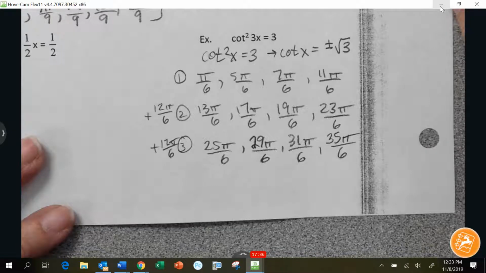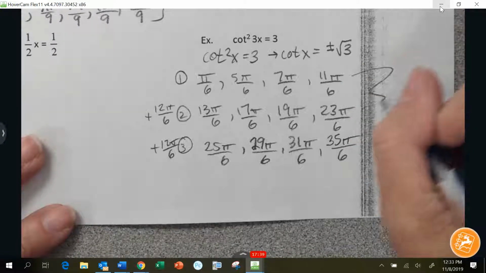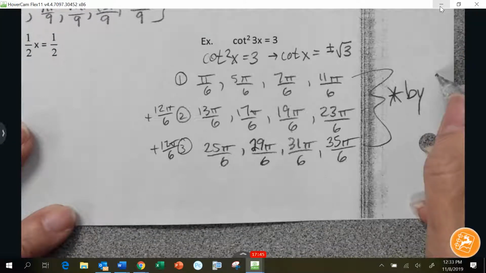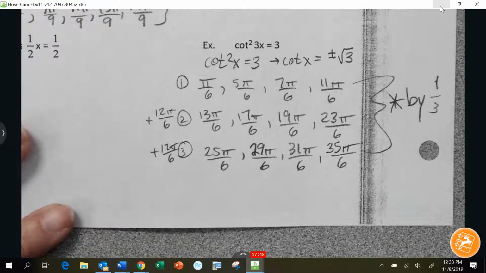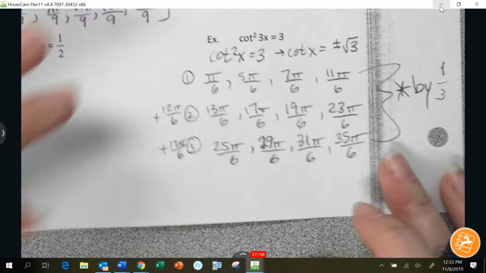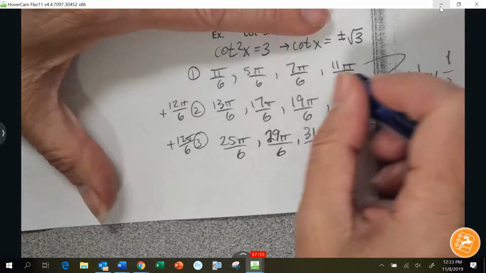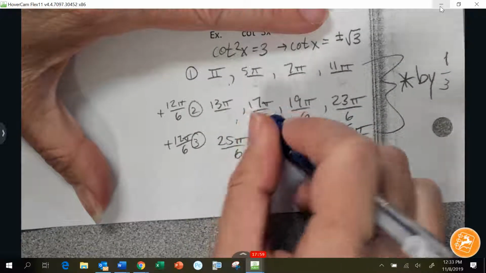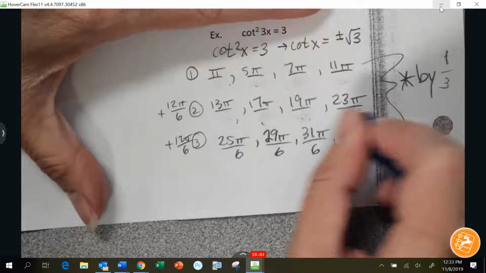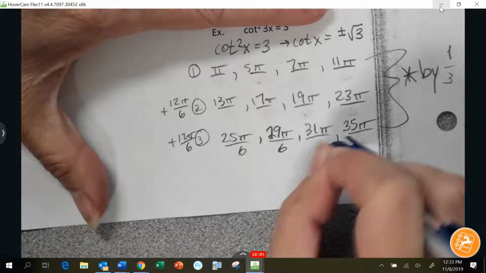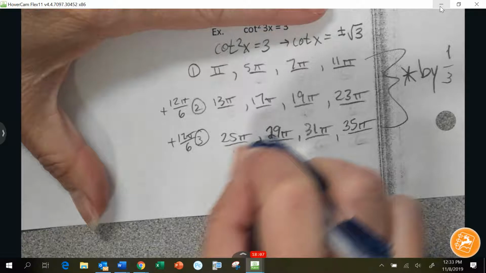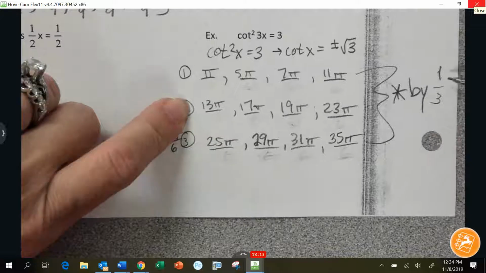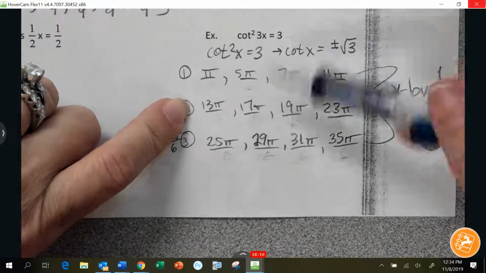We are not done. Alex, what should I do? 1/3. So you're going to have 12 answers. I don't really want to rewrite those, so I invested in a nice eraser, a good pencil, so I don't have to rewrite them. Let's just change all my denominators. So if it was a 6, I'm dividing by 3, or I'm multiplying by 1/3, what is the denominator now going to be?